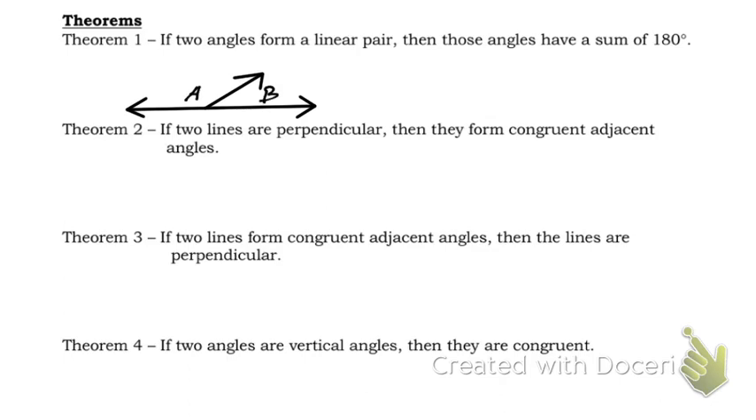So theorem 1 lets me look at this picture and say angle A plus angle B equals 180. It says the sum of both equals 180. So in a proof, if they show you that picture, you are allowed to write measure of angle A plus measure of angle B equals 180 degrees. That's important for today's proofs.